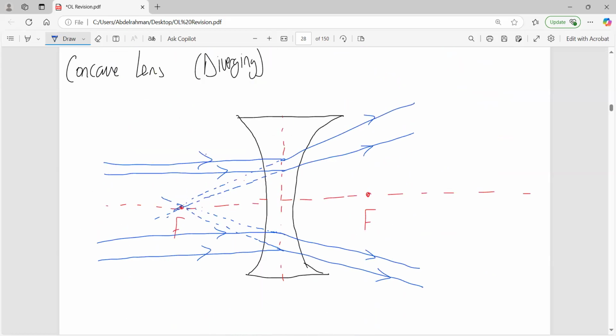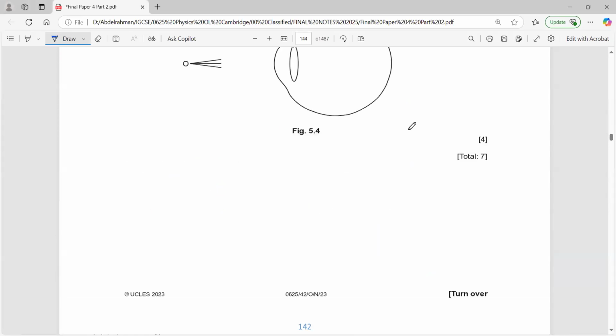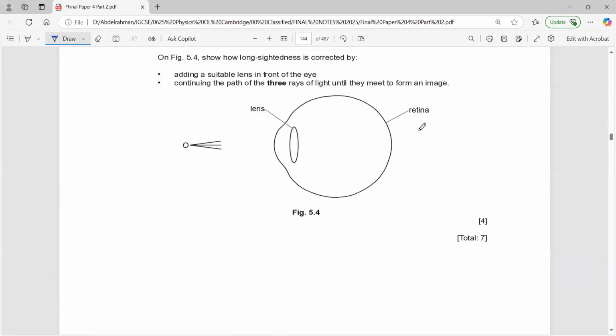Let's open up again the classified questions. Open up your classified questions onto page 142. 142 is the last question.